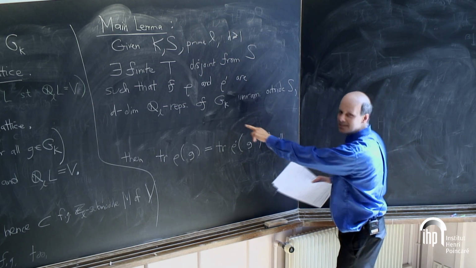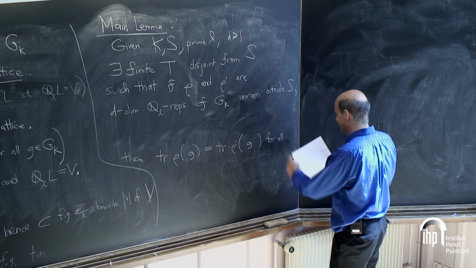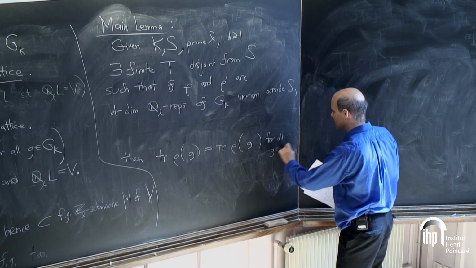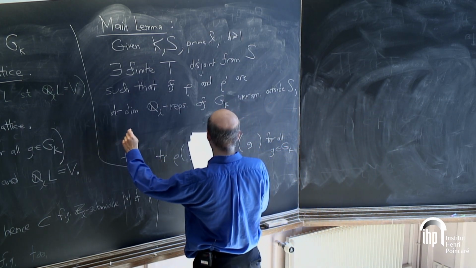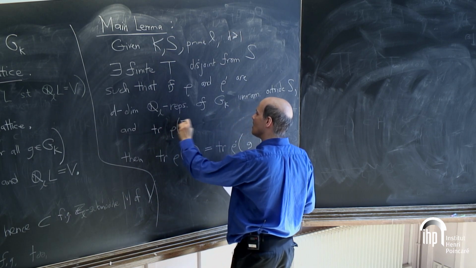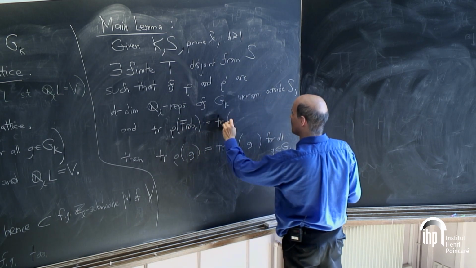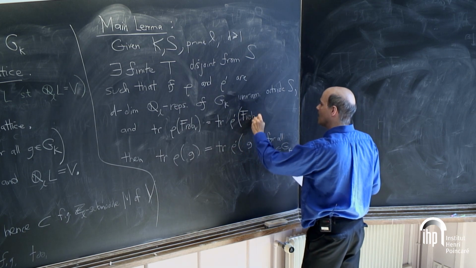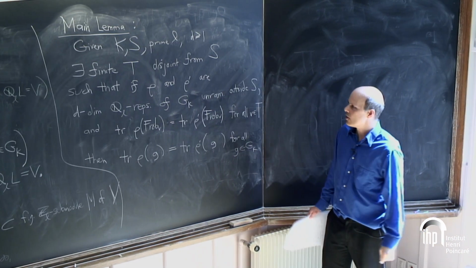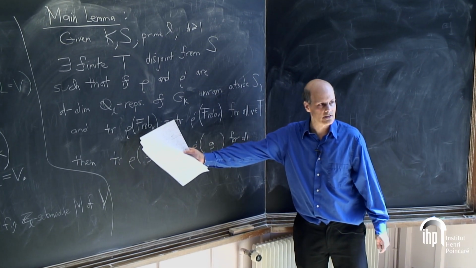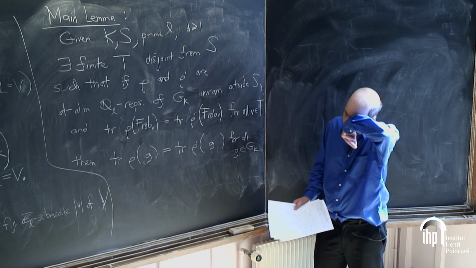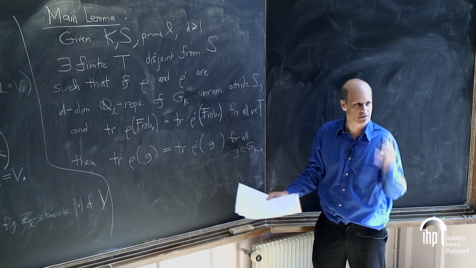I haven't finished. There's a missing line here. So, for all g in the Galois group. And here I want to say that what I get to know is that the Frobenius elements for the finitely many places in T are enough. If I know that the Frobenius elements in T have the same trace under the two representations, then actually all elements of the Galois group are enough. So the whole representation, at least their traces, are controlled by just finitely many elements.